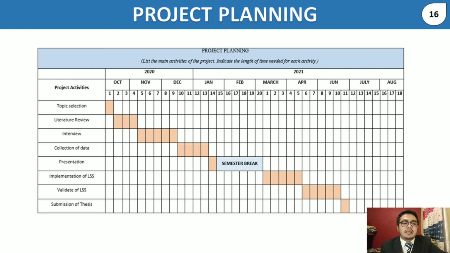This is the project planning, with a list of all the activities that have been drafted according to the topic. It also indicates the length of time needed to complete each activity.